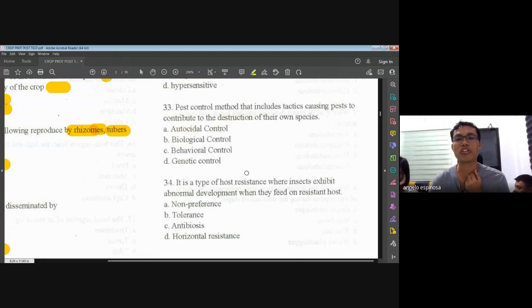Okay? And then we have number 33, pest control method that includes tactics causing pests to contribute to the destruction of their own species. The correct answer is letter A, autocidal. No, bakit autocidal? From the word itself, causing pests to contribute to the destruction of their own species. Yun. Kahit sila, sarili nila, kasama pamilyang species nila, the same species nila, pwede sila maging predator.